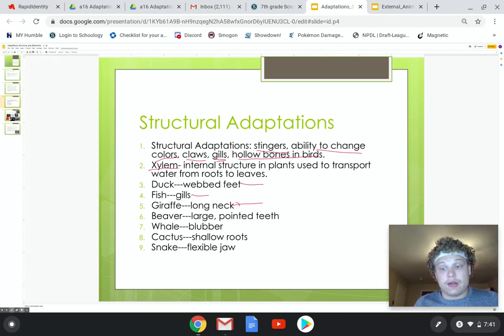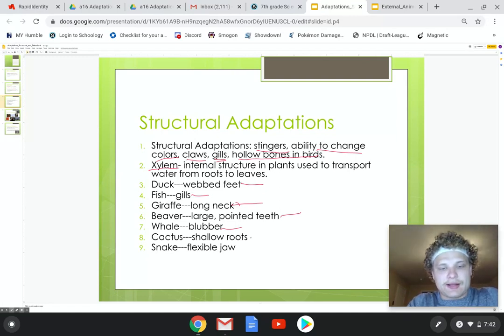We'll just keep on going. Sorry. Beavers, large pointed teeth help them cut down trees. Whales, they have blubber to help them survive in colder environments. This allows them to go get different types of food in colder water.